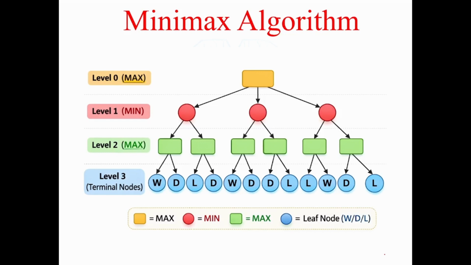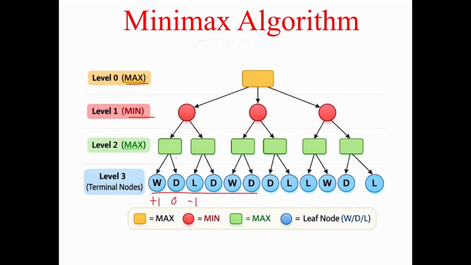This is an example game tree we have taken. See here, the square is representing the max player, and the round is representing the min player. Here we have values only in the leaf nodes. This is a leaf node, this is a root node, this is a leaf node. Here we have levels: level 0, level 1, level 2, and level 3. If it's winning, that is plus 1 according to the max player. Draw means 0. Lose means minus 1.